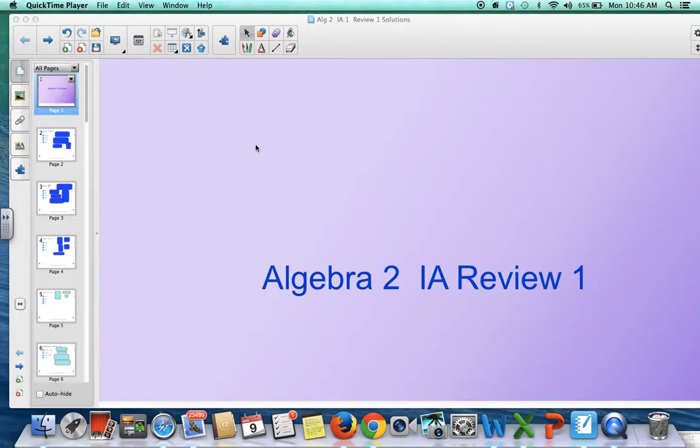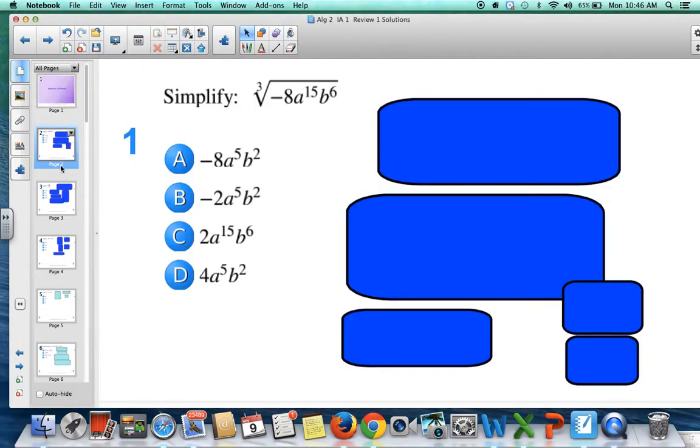Okay, I want to send the solutions to the review packet that most of you received today. Some of you, if you didn't have math class today, will receive this tomorrow. But I do want to go through this. Now, many problems are similar, so I might go through some a little quickly if we've done the same types of problems. So let's look at number one here.